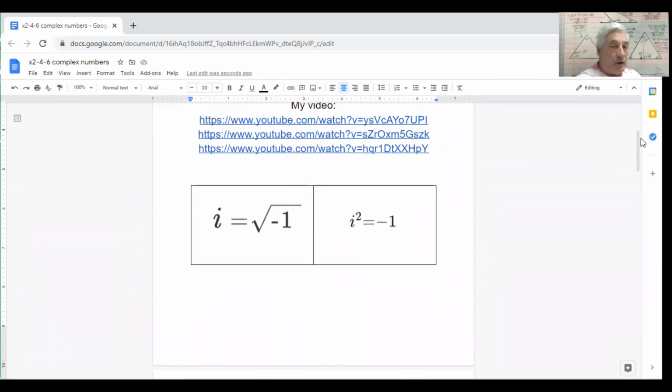This is the imaginary number. The square root of 16 is 4. The square root of 2 is 1.4 something. We never knew what to do with the square root of -1, so we made it i, for imaginary, i for made up. So the square root of -1 is i. So i squared, of course, would be -1.